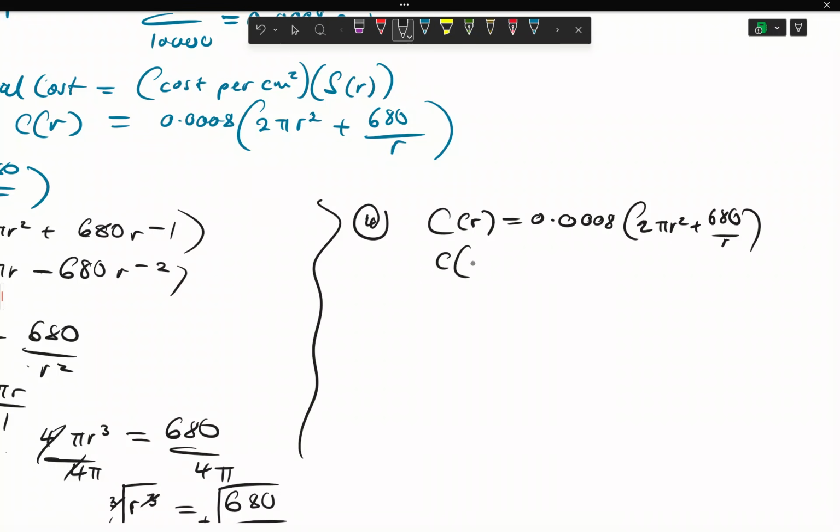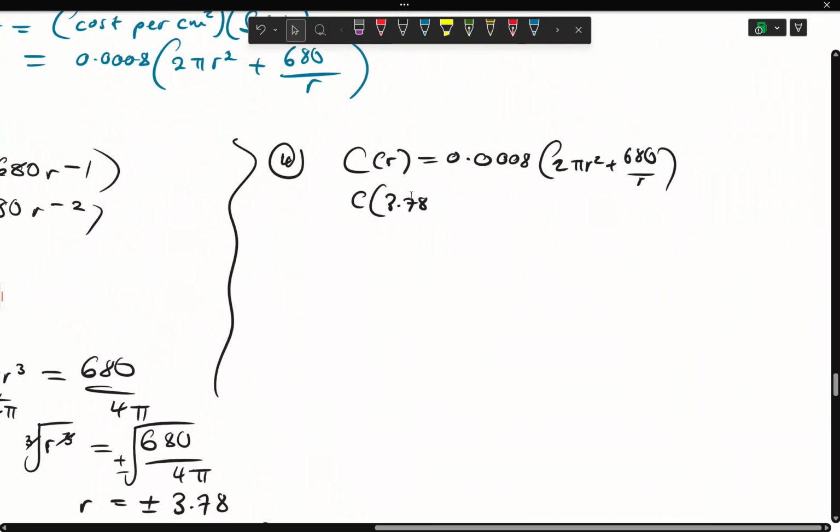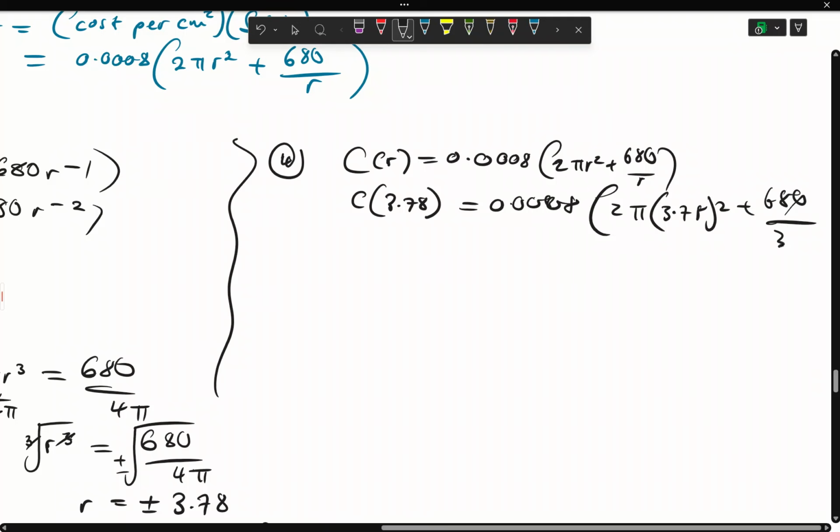So I have something like this, 680 all over R. Okay, now make the substitution. That's 3.78. Is it? Yes. So we have something like this, 2 pi 3.78 squared plus 680 all over 3.78. Let's see what the answer is.